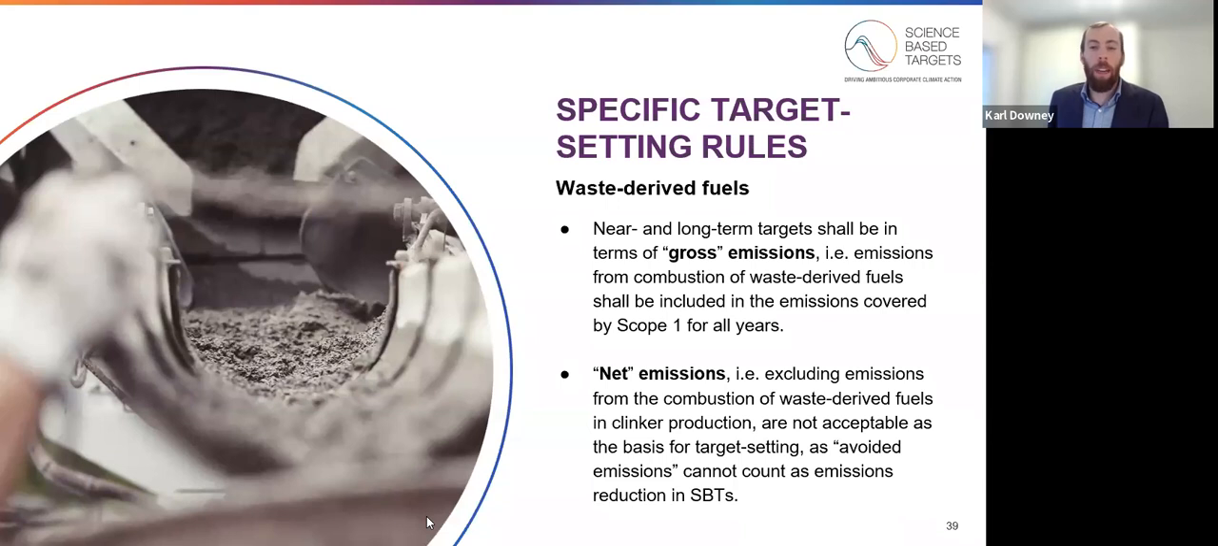And the other thing that we're asking companies to do is, when they publish their validated targets, to make it clear in their target wording that they're dealing with gross emissions.